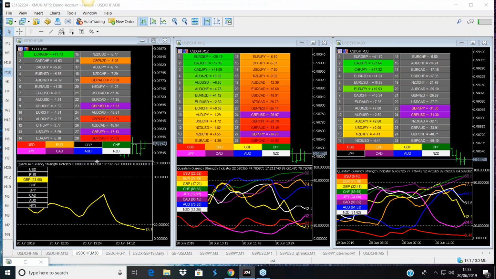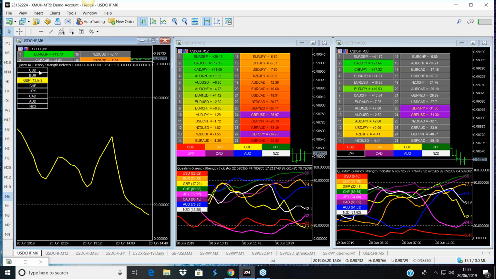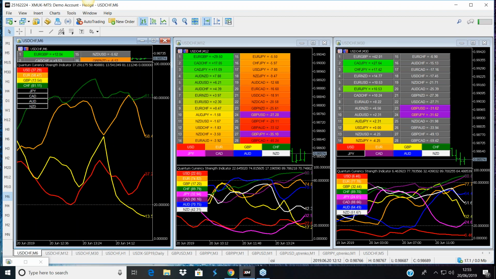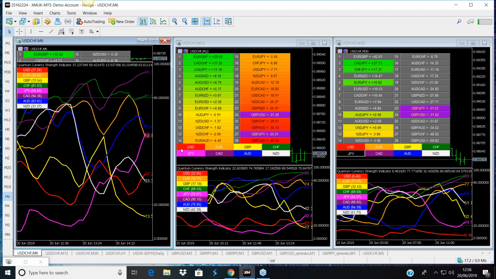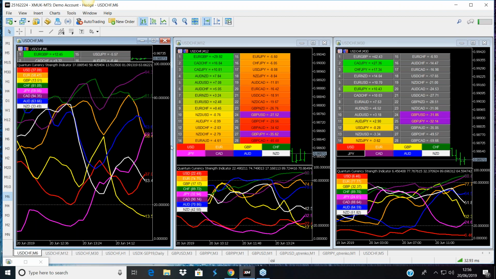Now I'm just going to put all the currencies back on the CSI. This is one of the features of this indicator: you can take off a currency that you don't particularly want to consider at any given time. There are again multiple time frames. Let's just move this up.